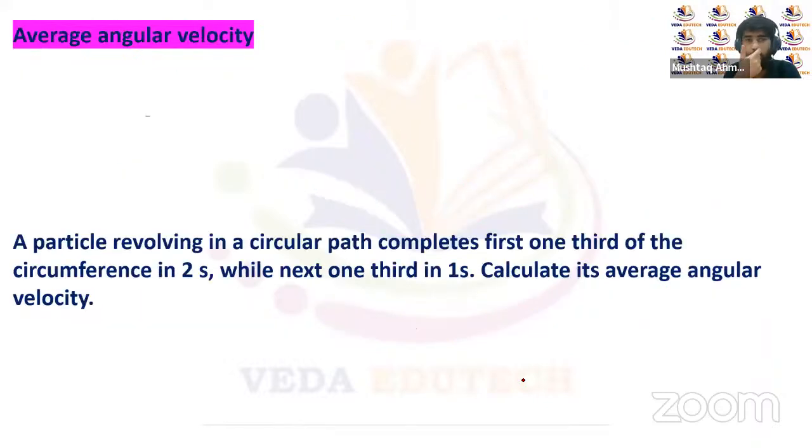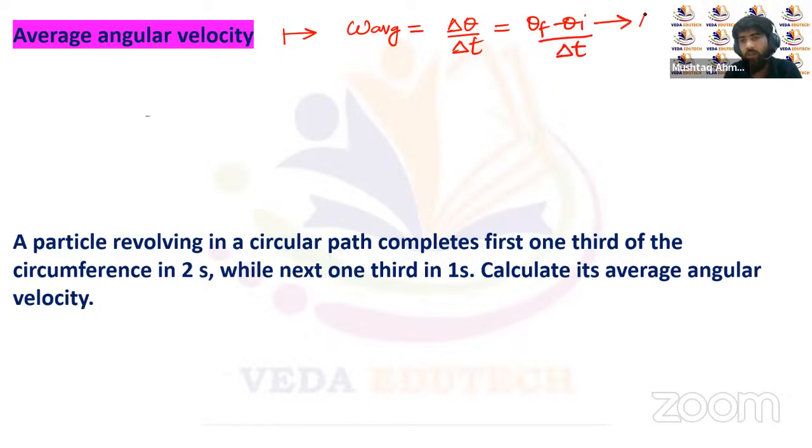Now let's talk about the average angular velocity. The average angular velocity, omega average, is the total change in angular position per unit time. It's delta theta over delta t, that is, the final angular position minus the initial angular position upon the time delta t. So this is what we call the average angular velocity.